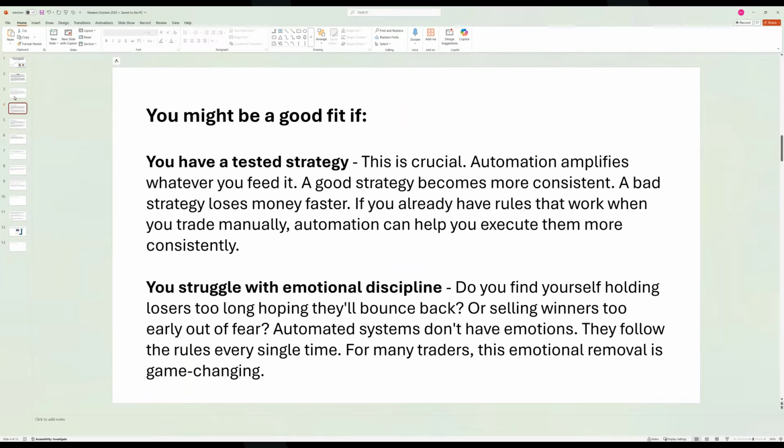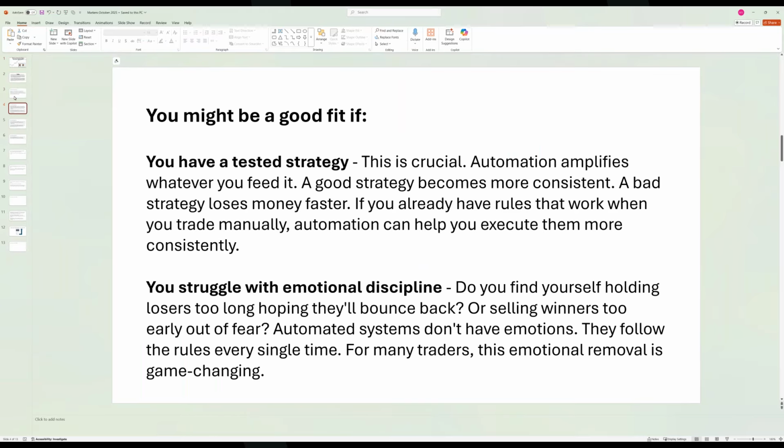So, you might be a good fit for automated trading if, one, you have a tested strategy. When it comes to automated trading, I don't necessarily recommend it for everybody, but there are offshoots, what I call semi-automatic, where you're able to manage a trade. But at the start of it, you need a strategy. You need to have a system in place, so to speak.